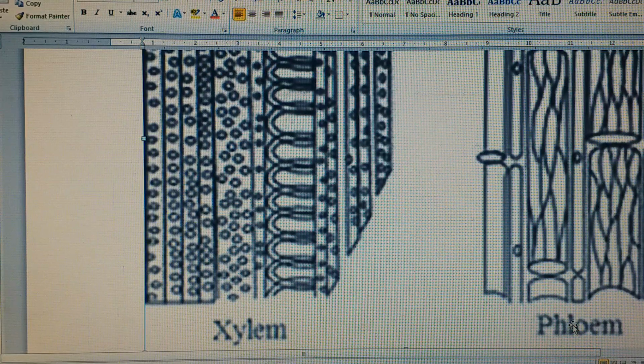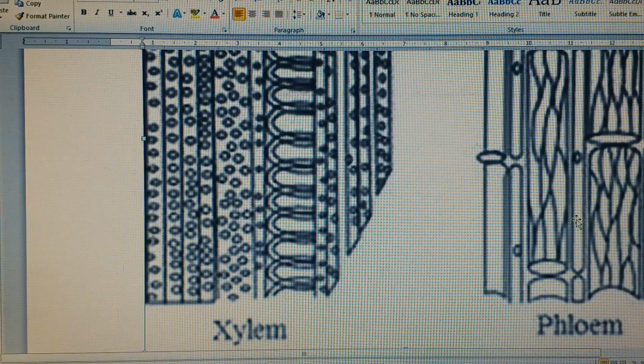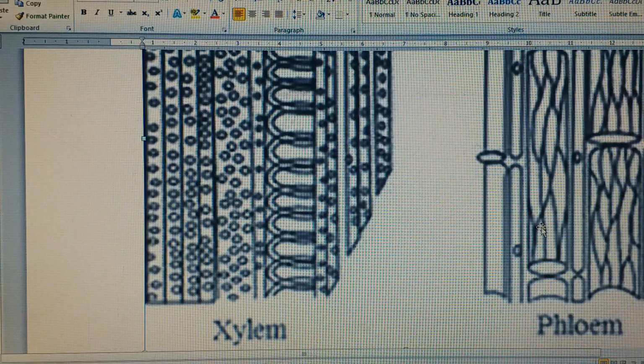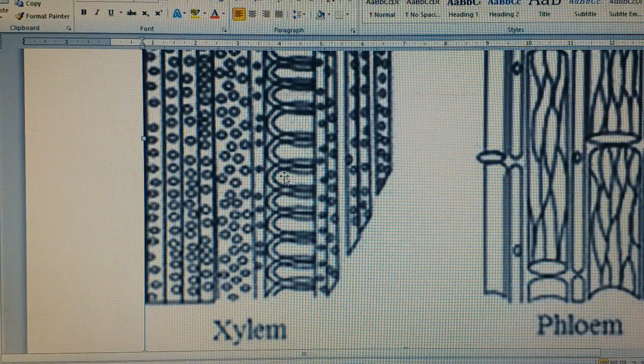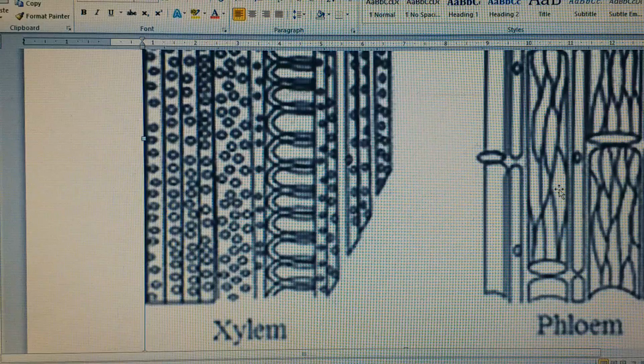So phloem transports that food to the newly developed leaves, as well as to other parts, and to the roots also. So xylem is the water transport system, and the phloem is the food transport system of the plant body. Xylem works only in the upward direction. The water absorbed by the root is carried upward with the help of xylem to the leaves, whereas the transportation of the phloem is bidirectional.